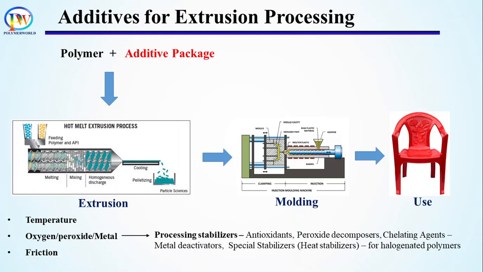Chelating agents are also added to protect polymer from metals. Some special stabilizers are added for halogenated polymers since their degradation mechanism is somewhat different from the normal polymers.